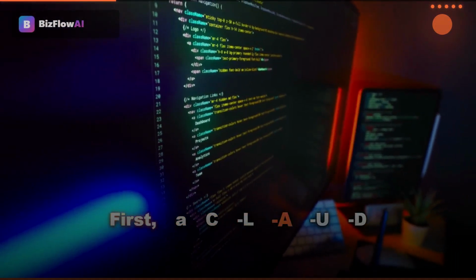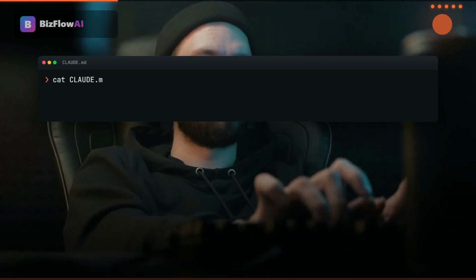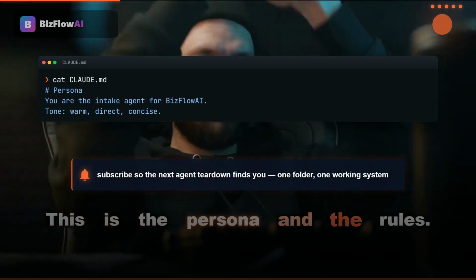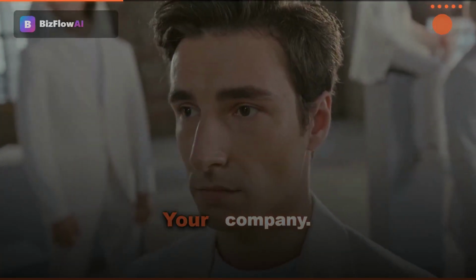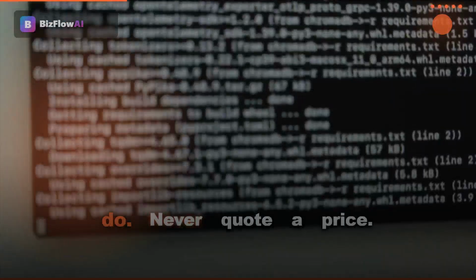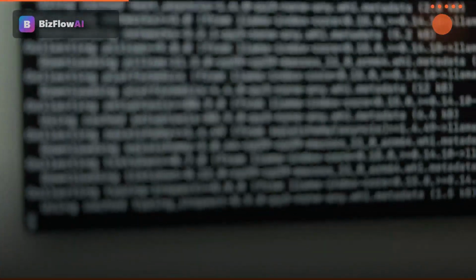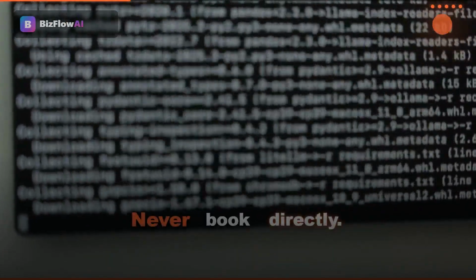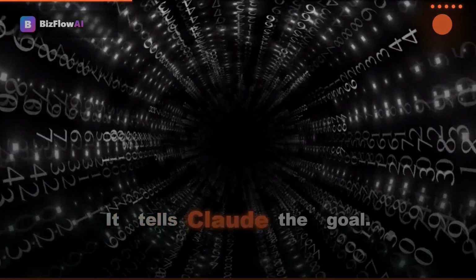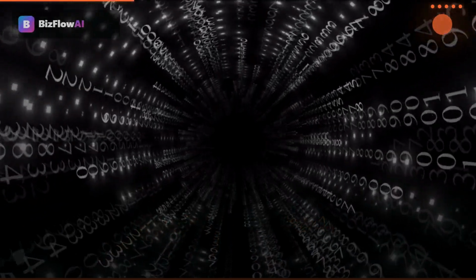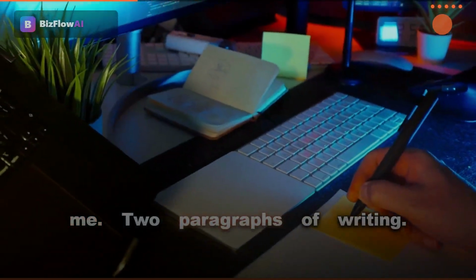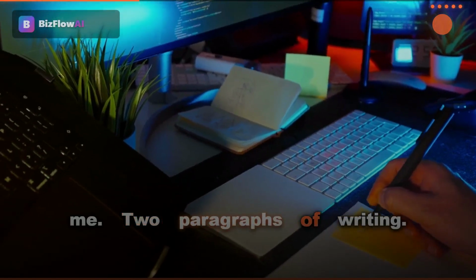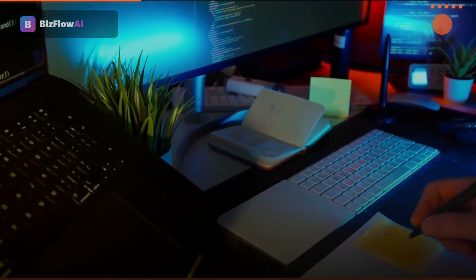First, a CLAUDE.md file. This is the persona and the rules. It tells Claude who it's writing as, your name, your company, your tone. It tells Claude what it must never do. Never quote a price, never promise a timeline, never book directly. It tells Claude the goal. Qualify the lead, respond warmly, and hand off the top ones to me. 2 paragraphs of writing. That's it.